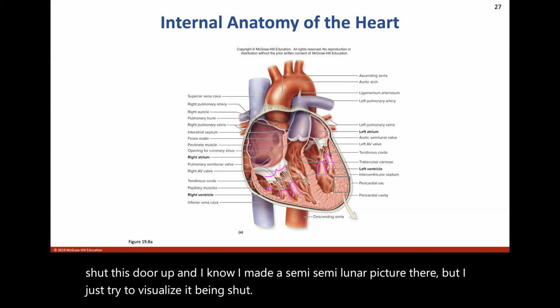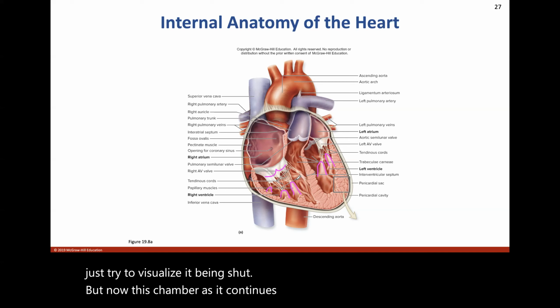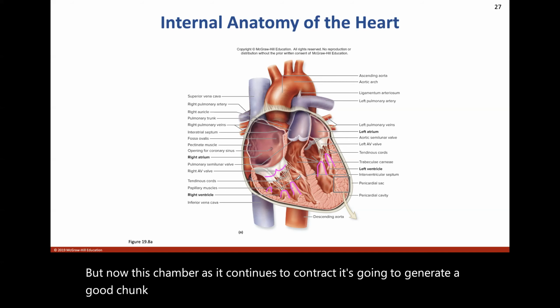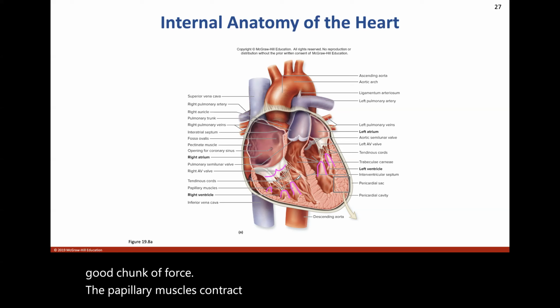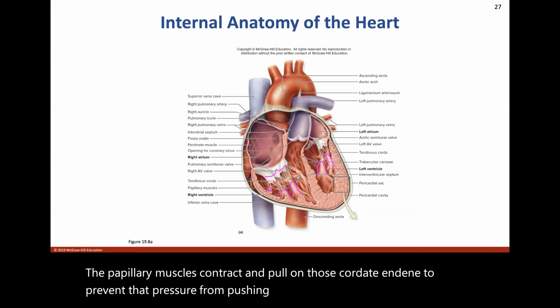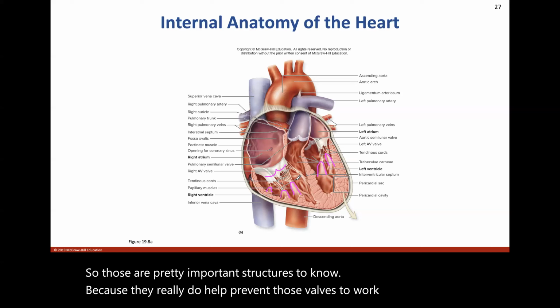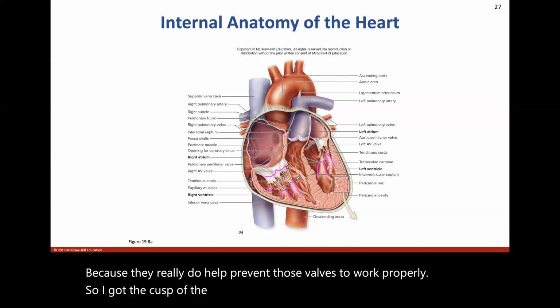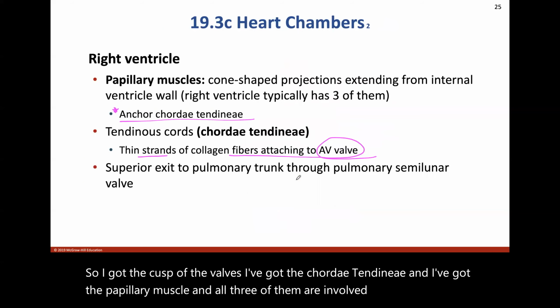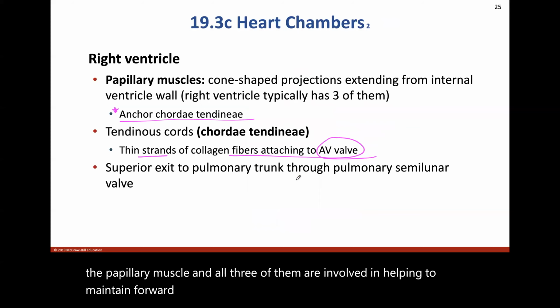But now this chamber, as it continues to contract, is going to generate a good chunk of force. The papillary muscles contract and pull on those chordae tendineae to prevent that pressure from pushing the cusps of the valves backwards. So those are pretty important structures to know, because they help the valves work properly. I've got the cusps of the valves, the chordae tendineae, and the papillary muscle, and all three of them are involved in helping to maintain forward movement of blood through the system.